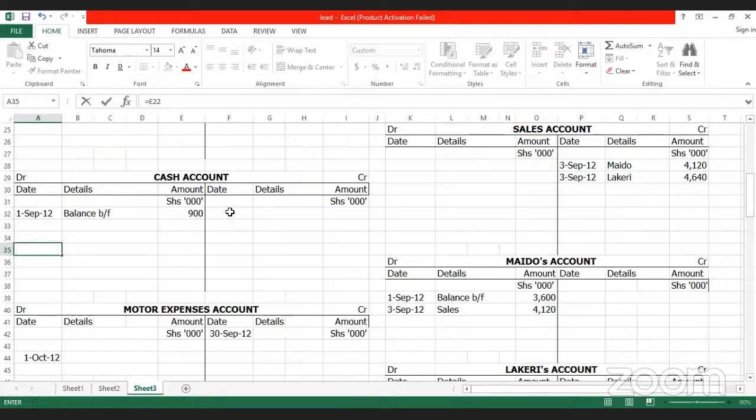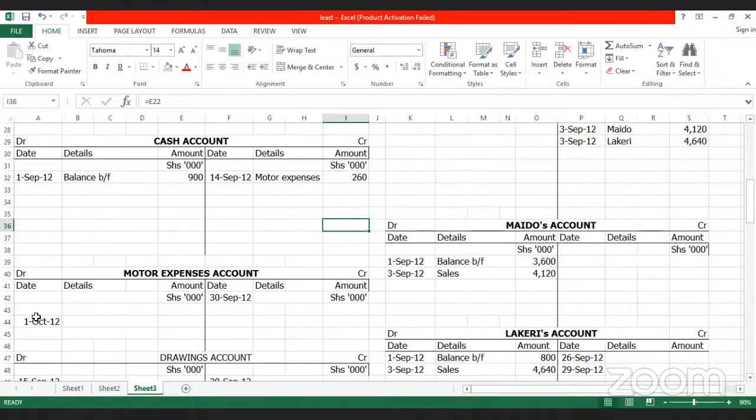The payment was made on which date? On 14th September 2012. Details are put motor expenses. How much? 260,000. Okay. Then go to the motor expenses account.